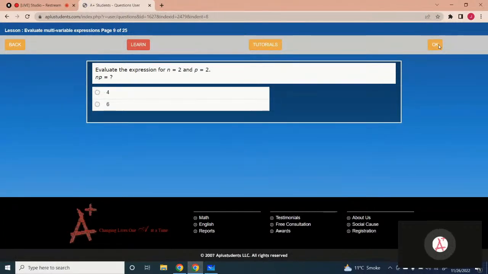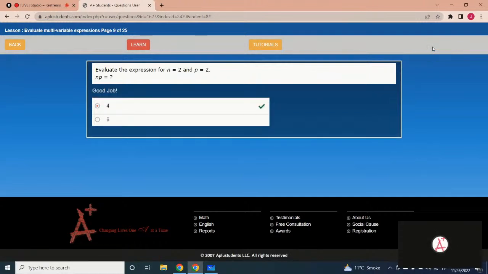Okay, evaluate the expression for n equals 2 and p equals 2. You have to replace the variables in the expression with both the values. It would be np. Got it? You have to multiply n times p. So 2 times 2 is 4. So just select the correct option and click on the OK button.